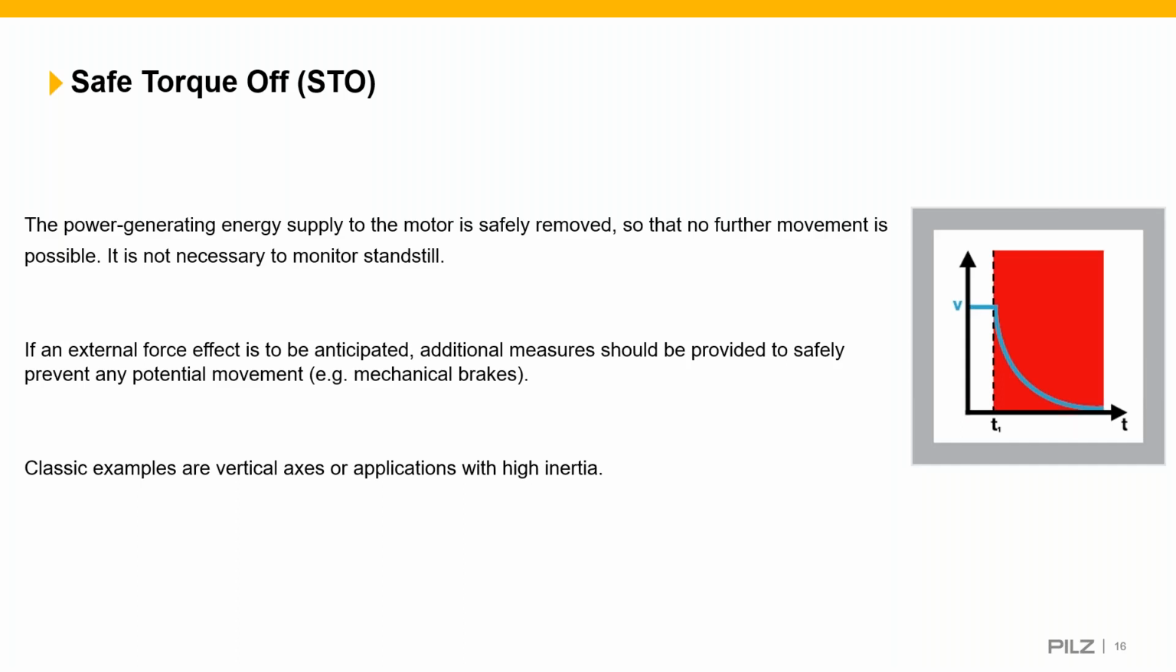This safety function actually corresponds to a category 0 stop, so an uncontrolled stop. In accordance with IEC 60204, if the function is triggered during operation, the motor will run down in an uncontrolled manner. So this is not desirable, obviously, in practice. And that is why the function is generally used as a safe restart interlock or in conjunction with the safety function SS1, which we're going to look at next.